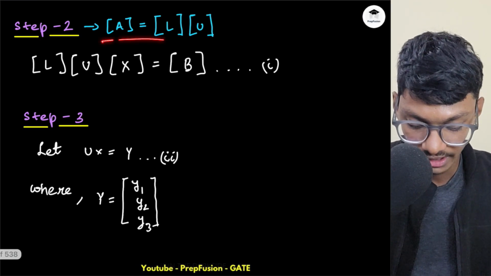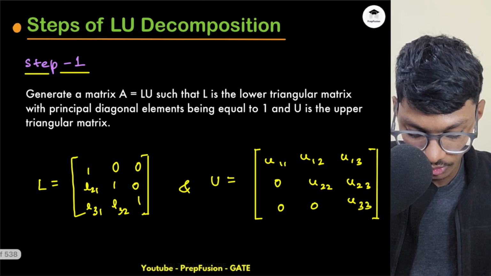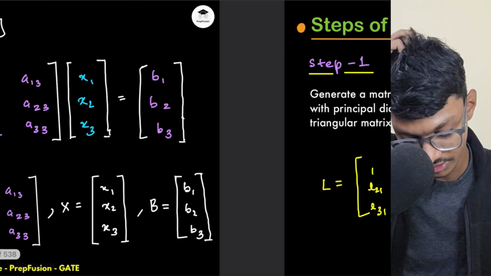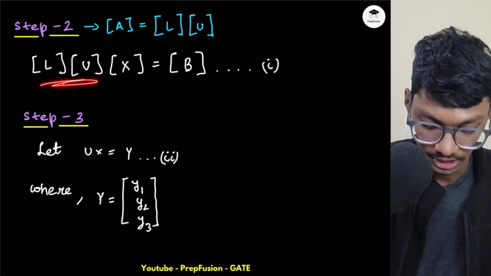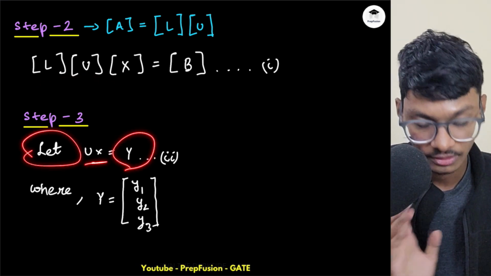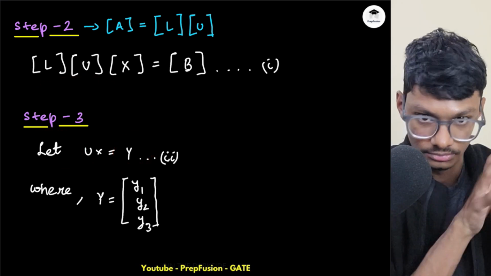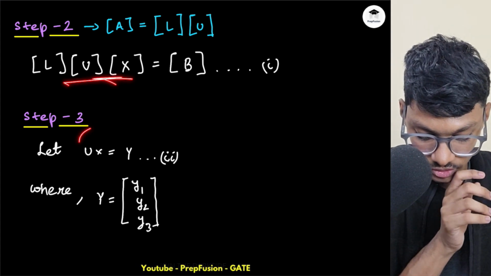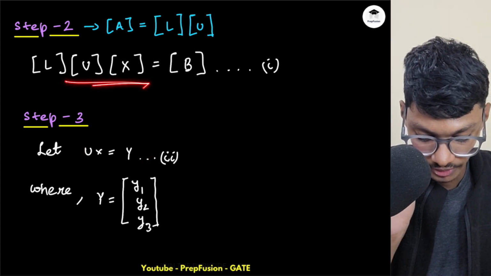Next, we write A equals LU. Now if you put A equals LU in this equation, what will you get? LU into x equals b. Fine. Next, let Ux equal y. Y is another variable I am currently finding. So U into x equals y. Just this Ux I will replace with y.